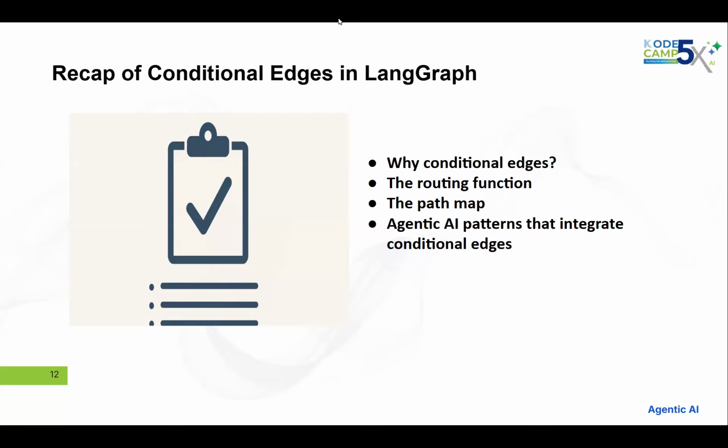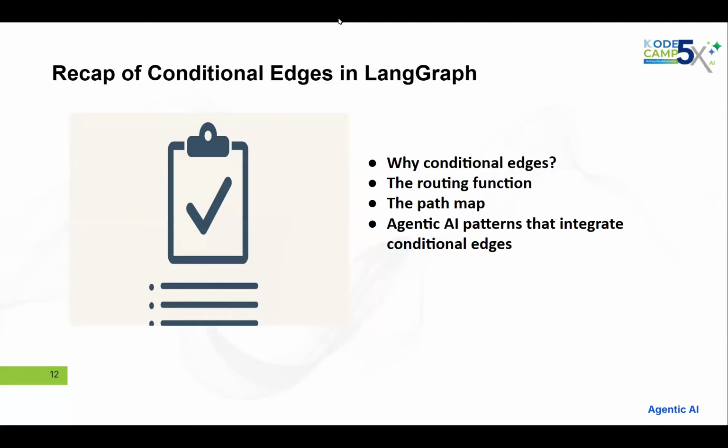And the routing function, the function that defines the logic, specifies which node is the next node to go to based on the agent state. The routing function outputs either a Boolean or a string that specifies that next node. And the path map is the dictionary that maps the output of the routing function to the specific node that the agent should move to next.